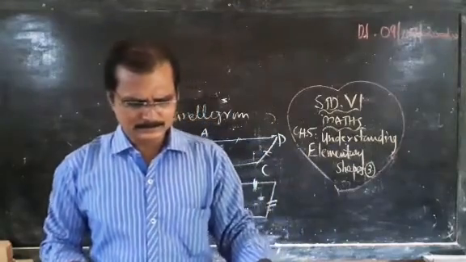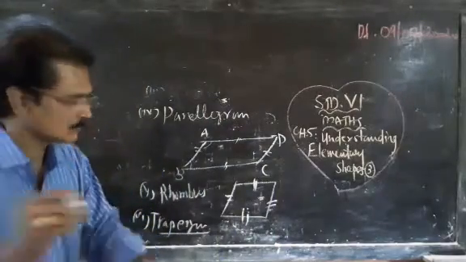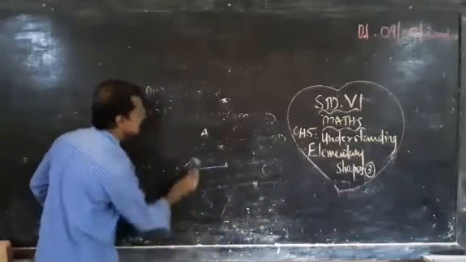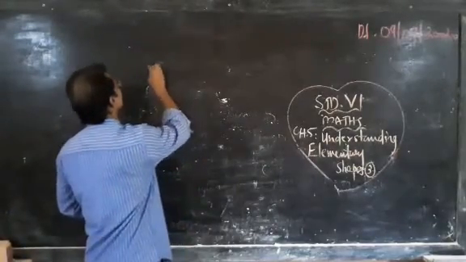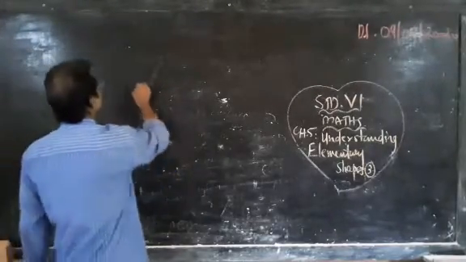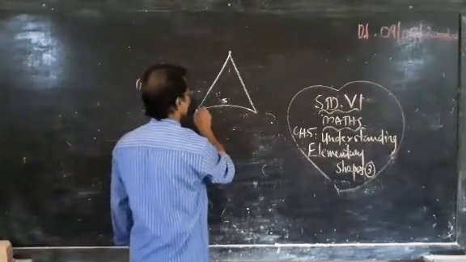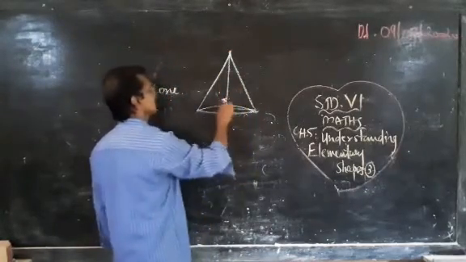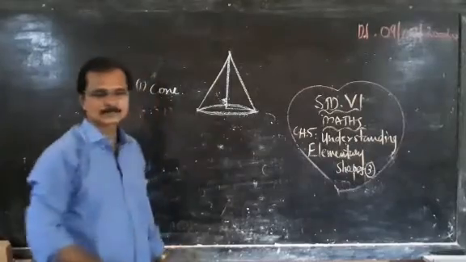Then cone. What is a cone? Have you seen a cone? An ice cream cone. You must have eaten an ice cream cone. So this is the shape. This is just like the shape of a cone. This is the perpendicular height, this is the slant height, and this is the base of circular form.